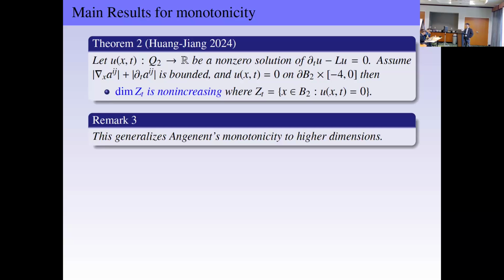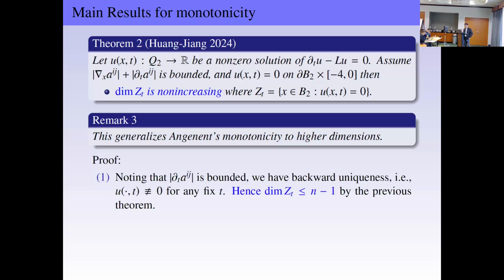Also, actually, in Almgren's paper, he also needs to assume that the coefficient satisfies such a kind of bound: partial t is bounded, and partial x Aij is also bounded. This is necessary. Since the proof is quite simple, we can present a proof here.